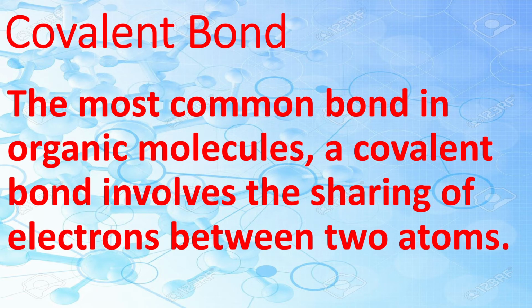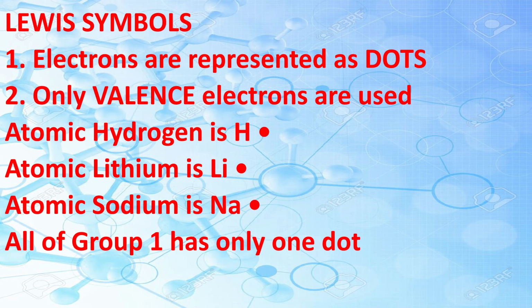Now, how about covalent bond? So the most common bond in organic molecules, a covalent bond involves the sharing of electrons between two atoms. The pair of shared electrons forms a new orbit that extends around the nuclei of both atoms, producing a molecule. So there are two secondary types of covalent bonds that are relevant to biology: the polar bonds and the hydrogen bonds.